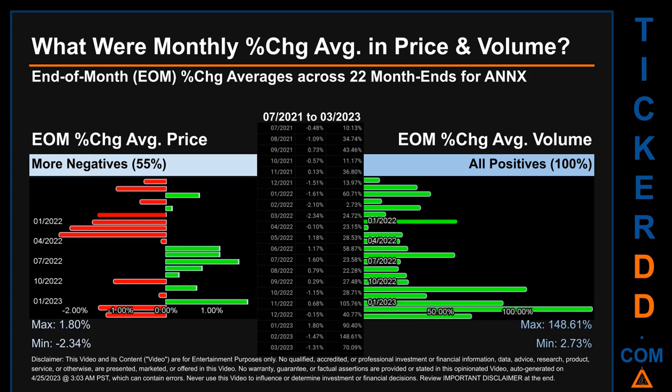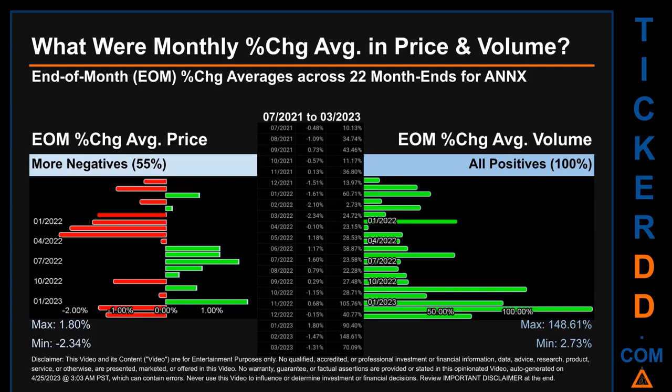What were end-of-month percentage change averages in price and volume for ANNX? The monthly average of percentage change in price and in volume were calculated for each of the 22 month ends. That calculation took daily percentage changes and averaged them for each given month. If a month end came out negative, then it means that the month summarily saw a negative change.